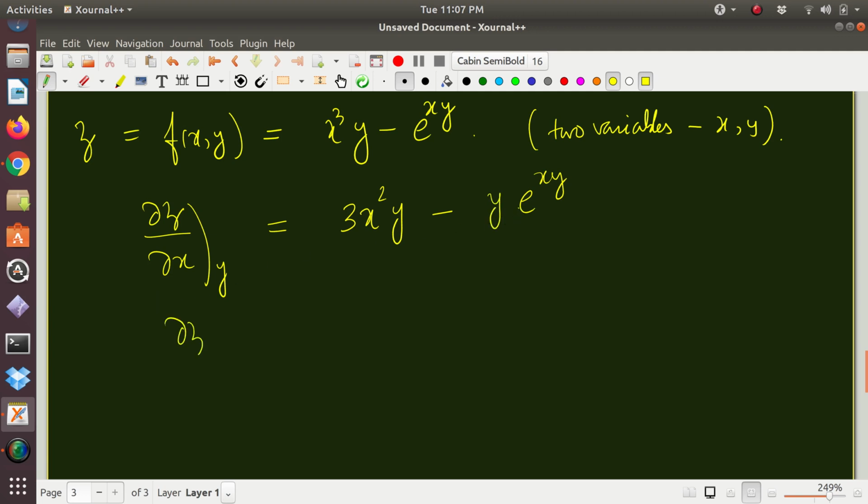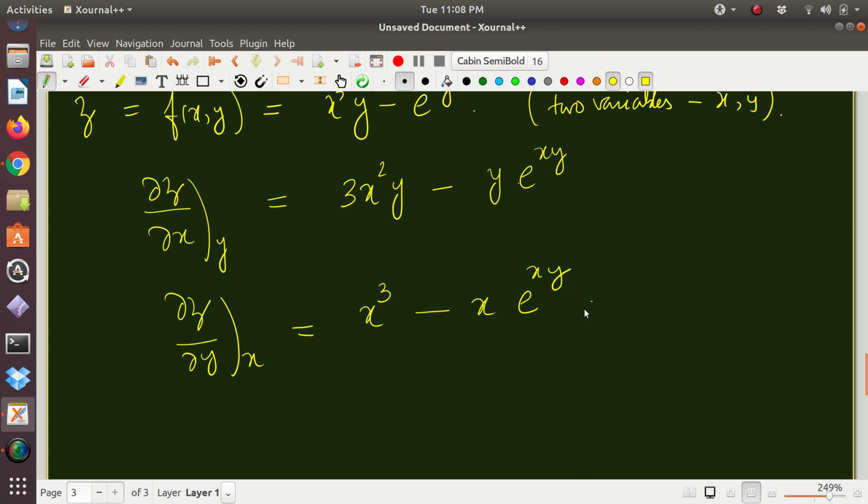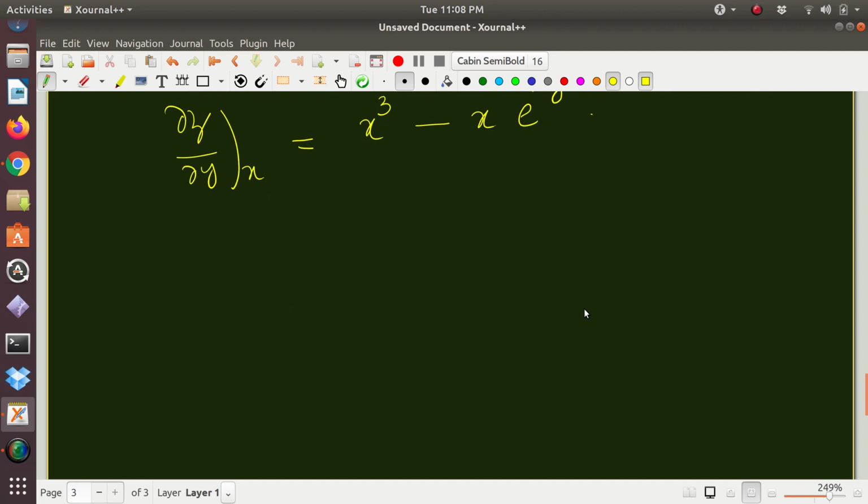Similarly, if you consider partial z by partial y at constant x, here you have to keep x constant in the first expression and differentiate with respect to y, and similarly keep x constant in the second expression and differentiate with respect to y. These are something that you can do very easily. Just a quick recap of the same. Now let's evaluate some mixed derivatives.